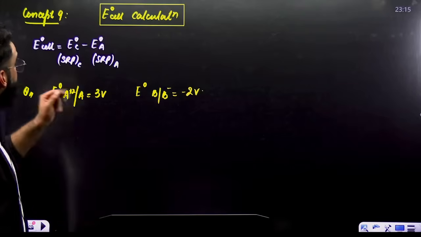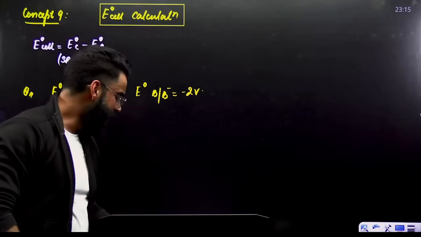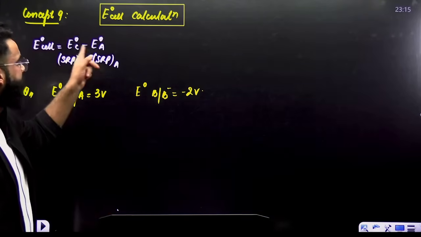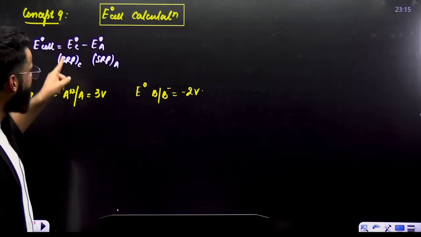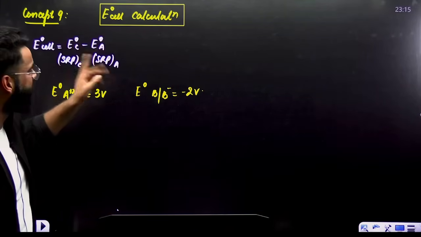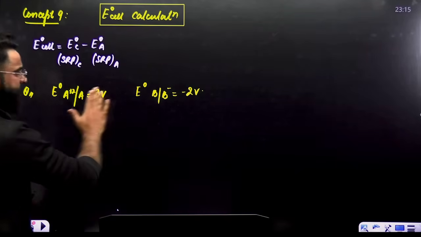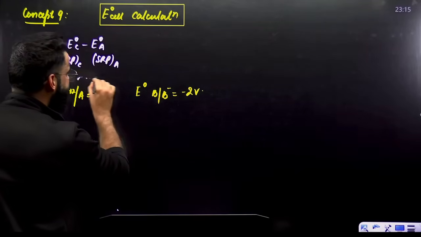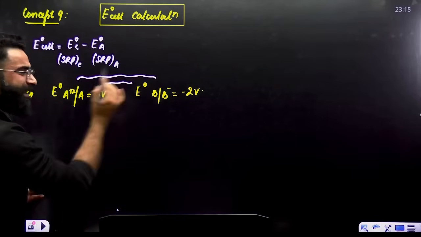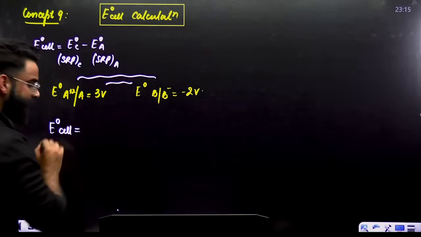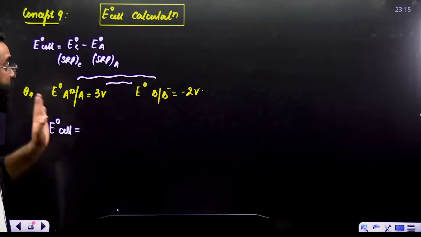Okay. Moving on to ninth concept, E0 cell calculation. My dear students, whenever they ask you to calculate, E0 cell is always equal to E0 cathode minus E0 anode. E0 cathode means SRP of cathode. E0 anode means SRP of anode. For example, understand how we do it. Let's say these are the two electrodes. Now I'm connecting these electrodes externally and internally. I'll be getting one complete cell, and I have to calculate its E0 cell value. E0 cell is nothing but E0 cathode minus E0 anode.